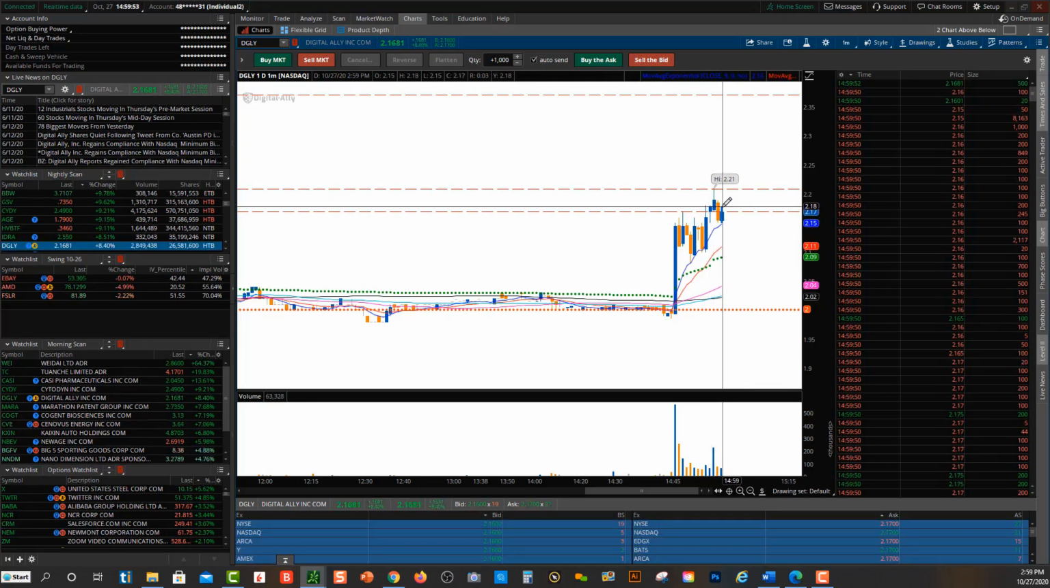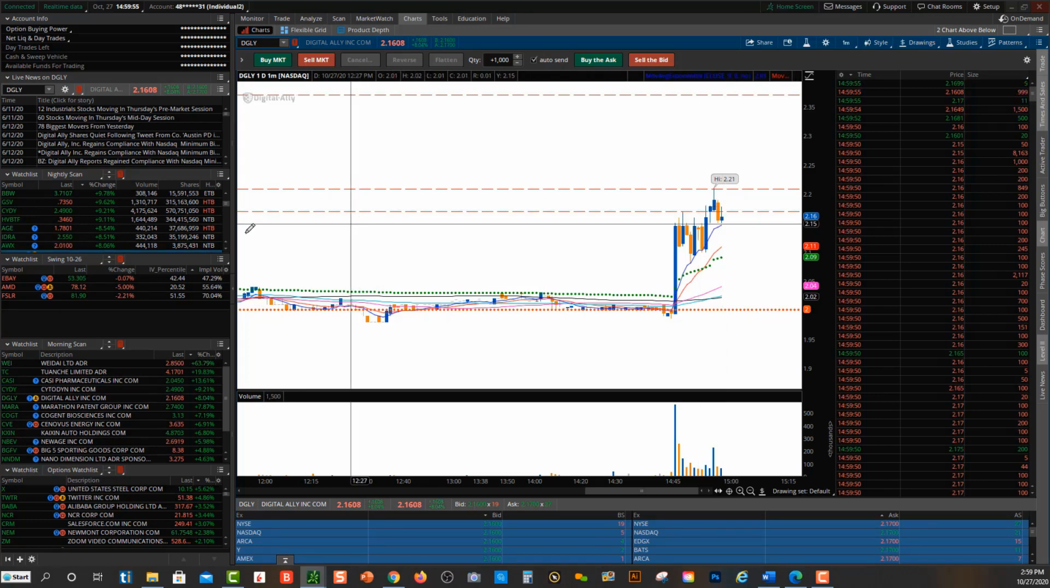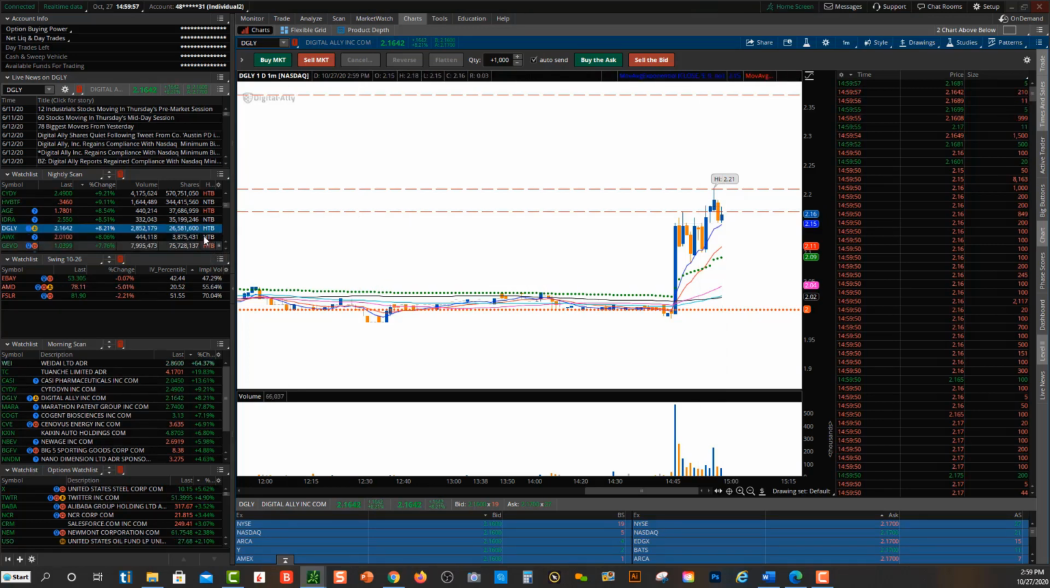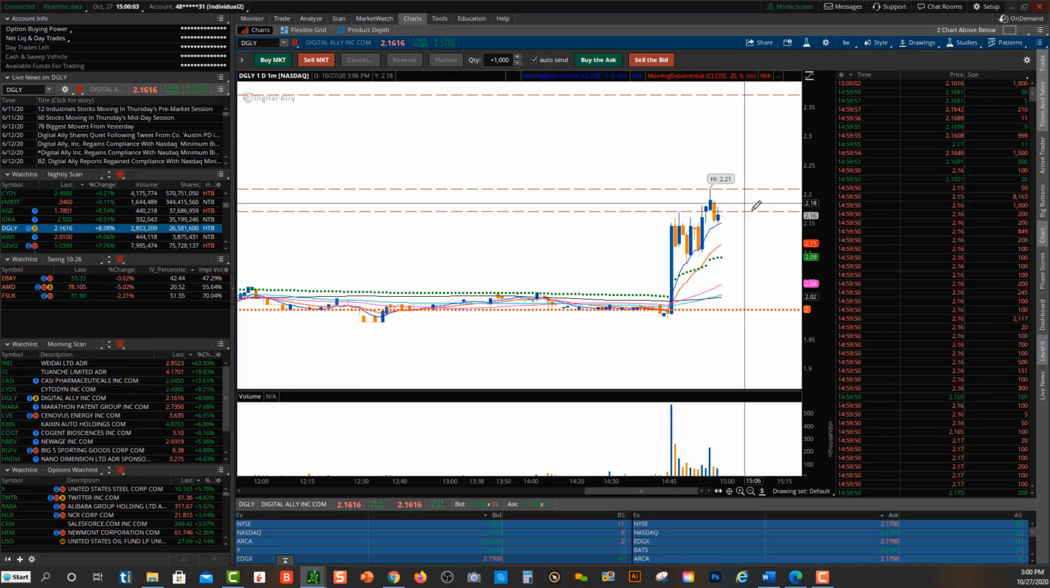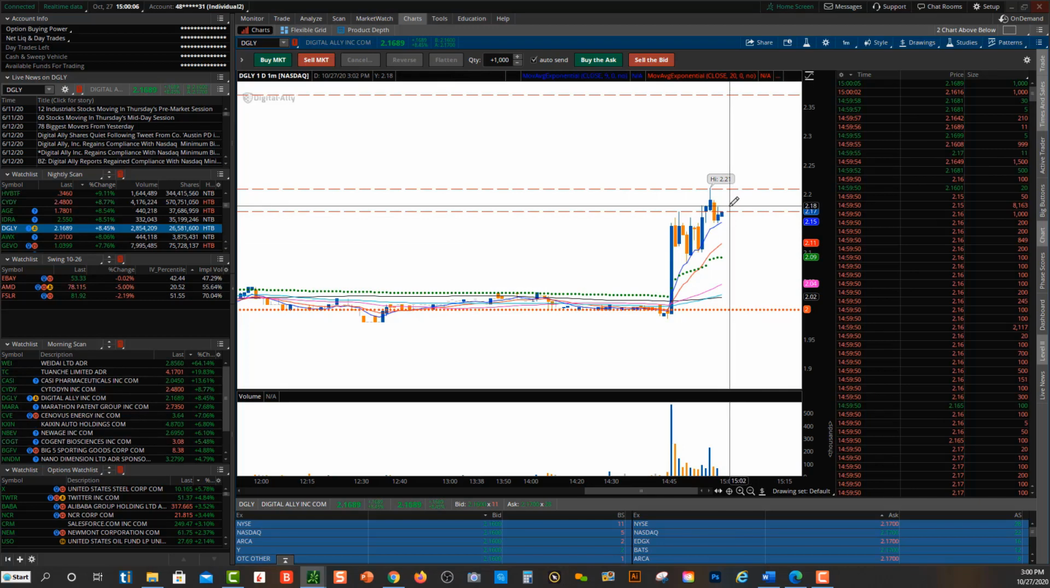We'll see right above that 217, 218 area. It's kind of a lower float stock. It says 26.5 million shares, so it's probably under 20 million float. Got some volatility here. So let's see if price can go and break above that 218.19 area.